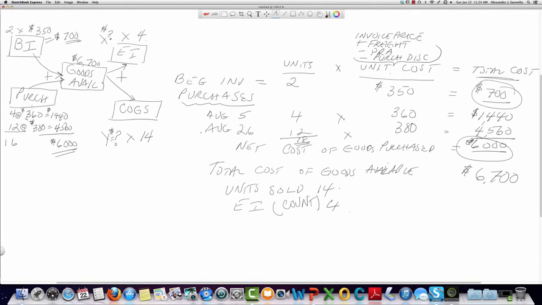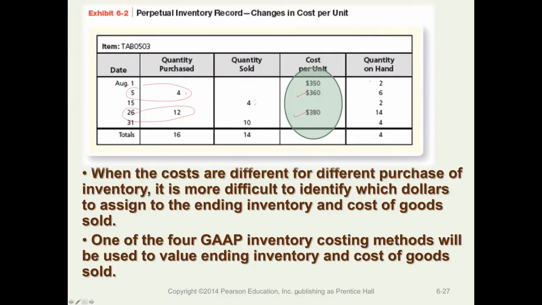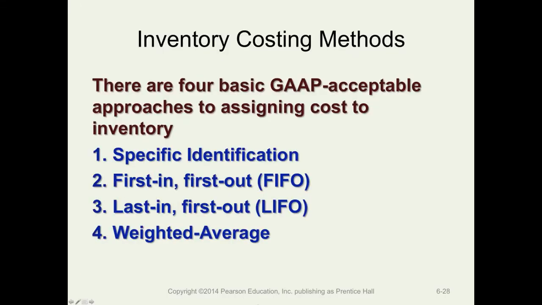If I don't know that, I've got to make various cost flow assumptions, and these are the GAAP inventory methods. And these cost flow assumptions are as follows, and these are US GAAP. The last in, first out method is not acceptable under international standards, but the US GAAP standards are going to allow us to use specific identification, first in, first out, last in, first out, and a weighted average.